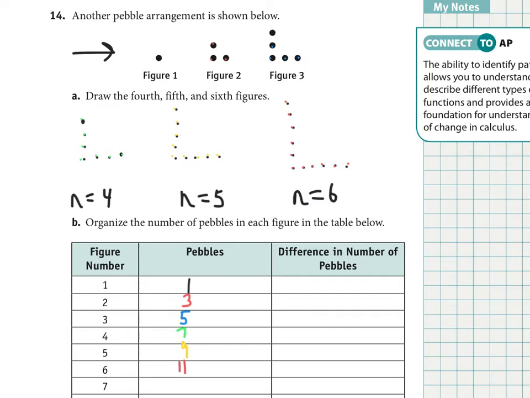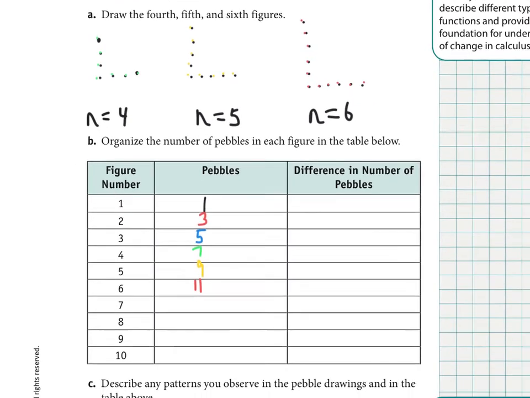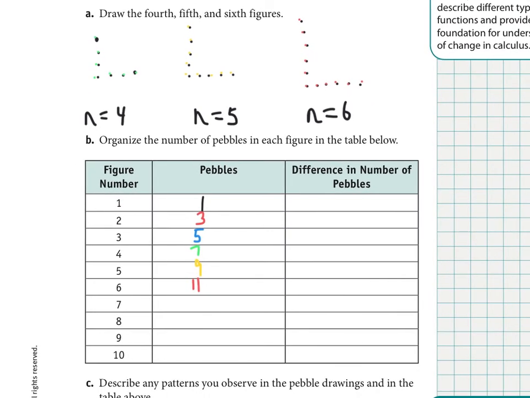Okay, so those are the ones we've drawn. Do we see a distinct pattern going on here? What does it appear is happening? Let's fill in the number of pebbles first. It looks like it's going from 1 to 3 to 5 to 7 to 9, and that should make sense. They're adding 2 because we're just adding 1 to the top and 1 to the side. So it appears as though the pattern would continue and the number of pebbles would just go up by 2.